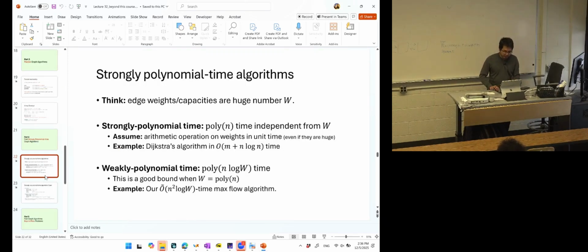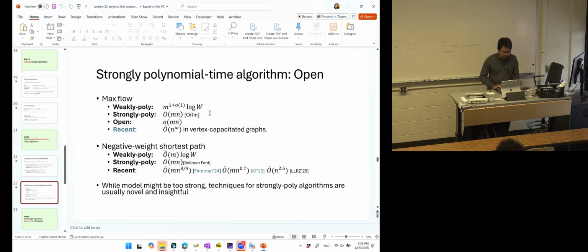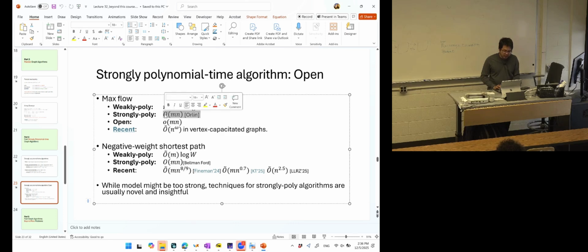Strongly polynomial time algorithms, like both max flow and shortest path. The algorithm has been stuck at running time of mn for a super long time, until just recently, this year or last year. The bar was just broken very recently. It's very exciting, and you can wonder if linear time is possible here. No one knows, but it's exciting.